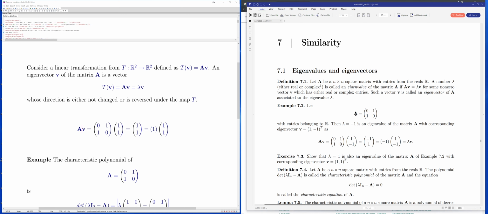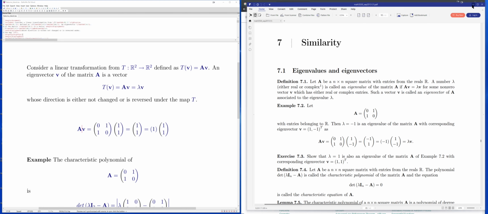Now let's consider a linear transformation from the plane to the plane defined as TV equals AV. So what I'm doing is taking my domain vector V and multiplying it by the matrix A, which in this example is 0, 1, 1, 0. We saw previously that this defines a linear transformation, and because I'm looking at a 2 by 2 matrix, it is a linear transformation from the plane to the plane.